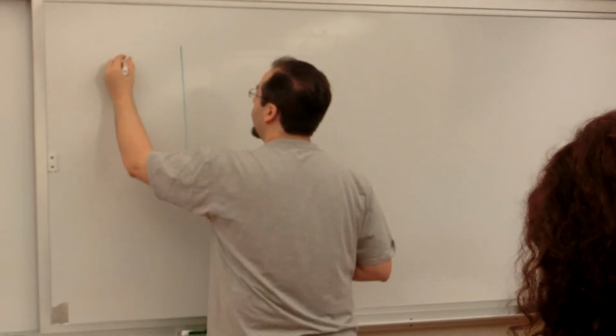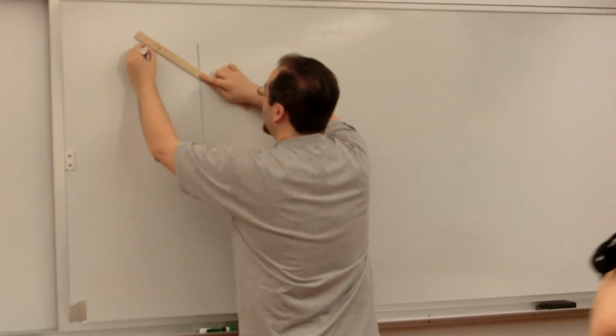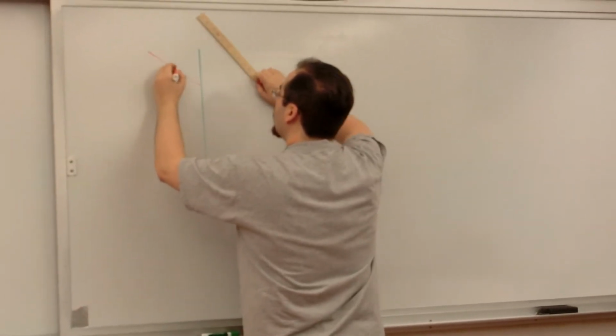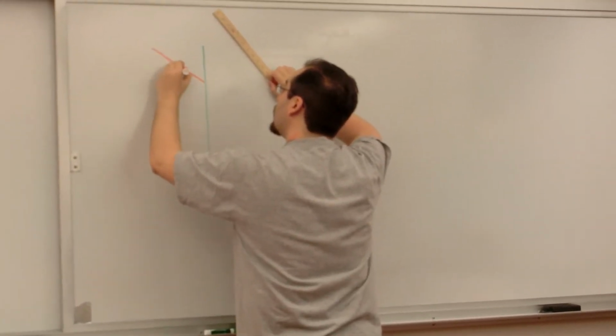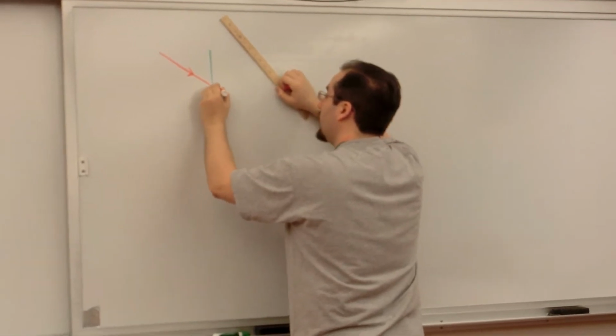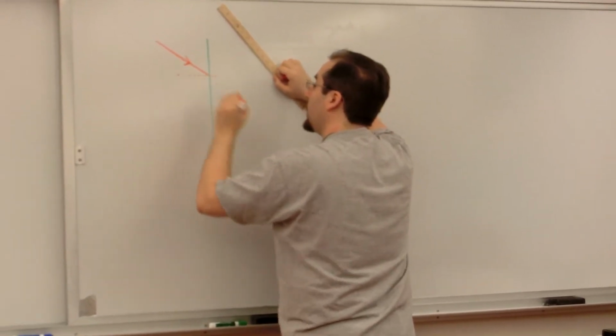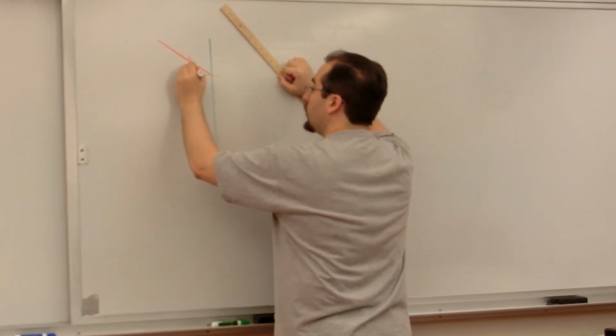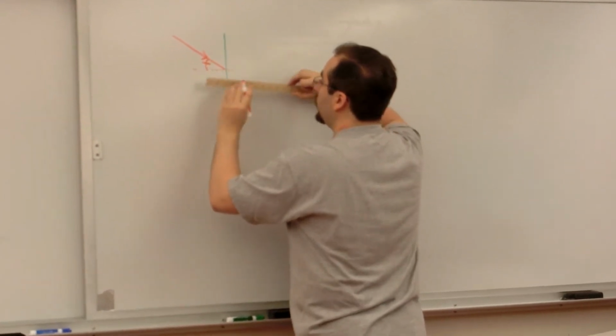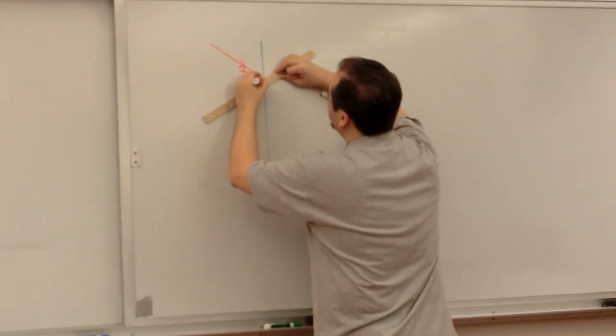And a ray of light is incident upon this plane mirror. It's going to bounce back at the same angle. There's some angle it's making, and so the outgoing ray is going to bounce off and make the same angle.